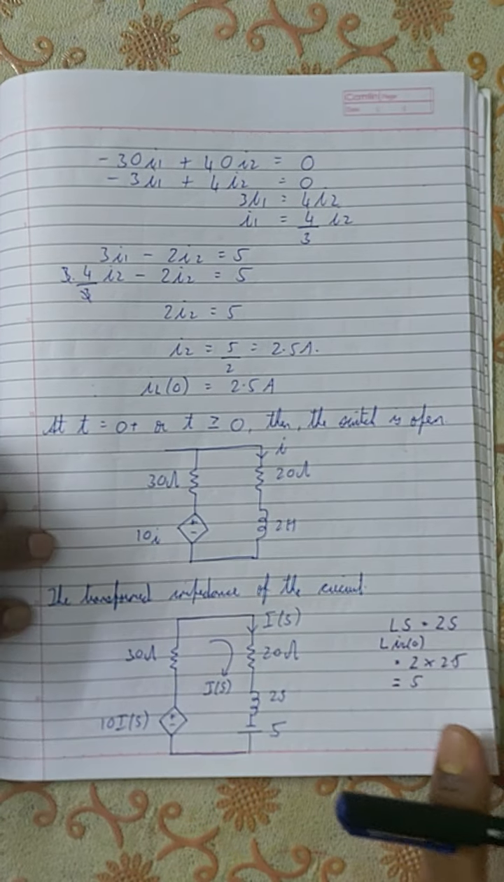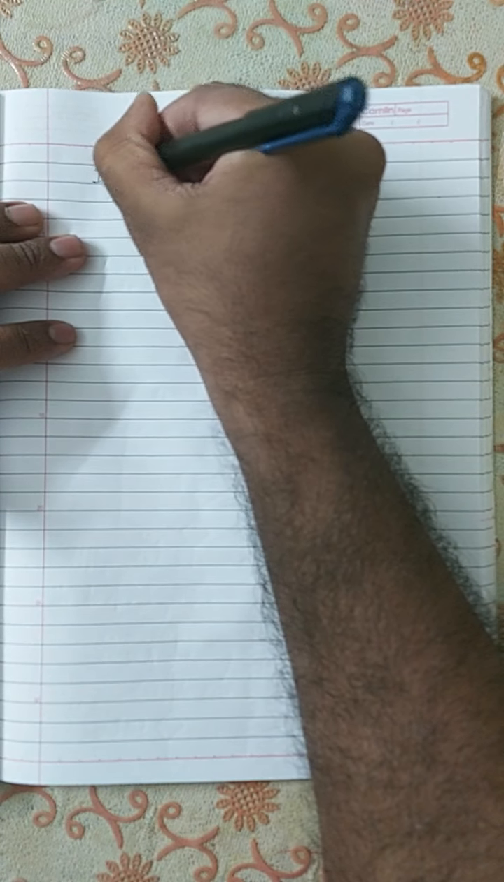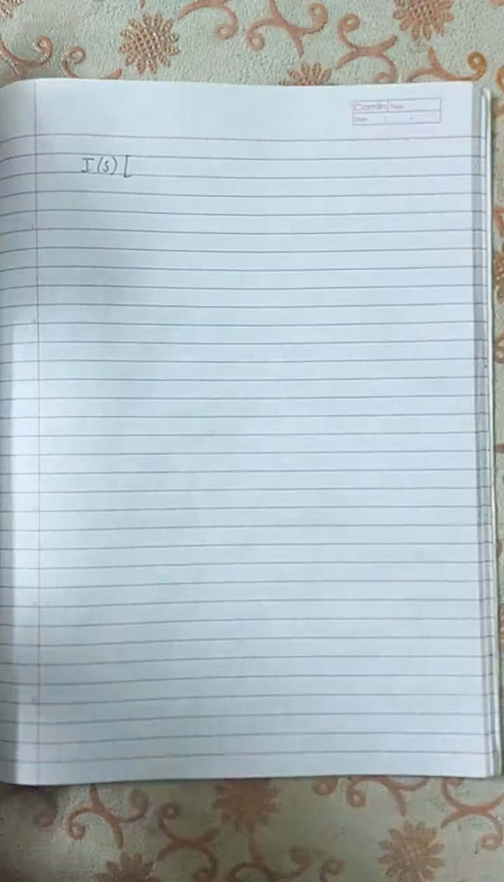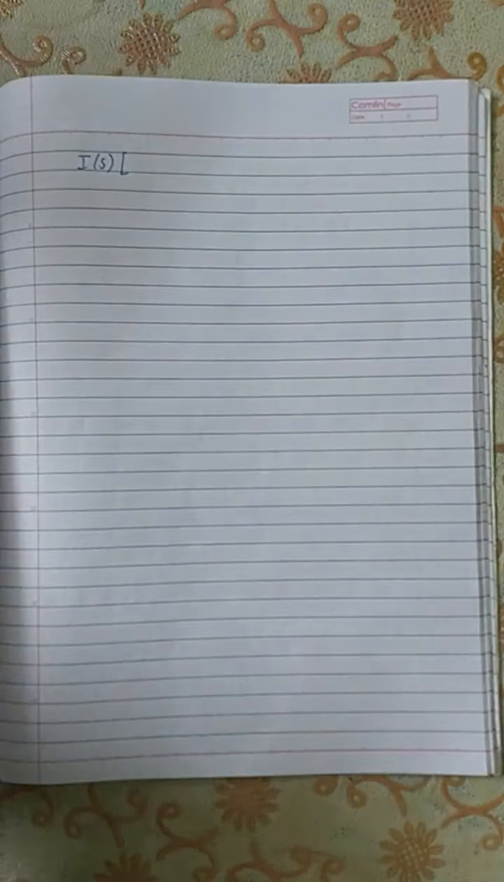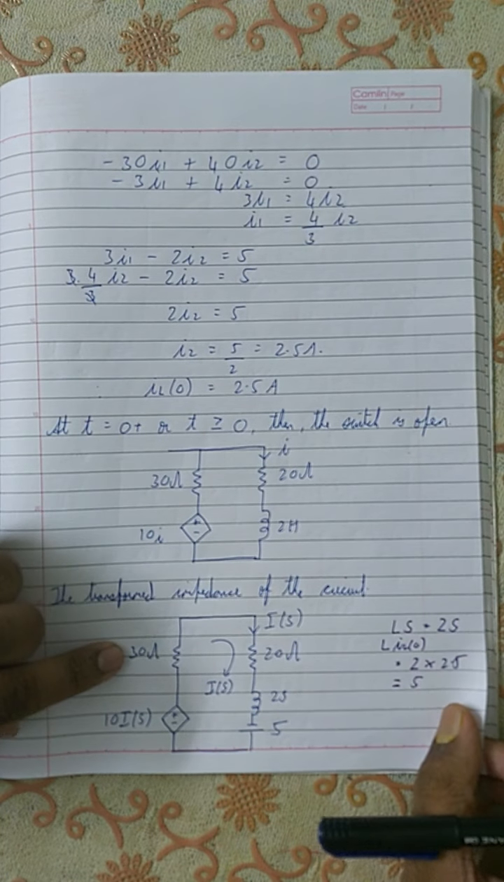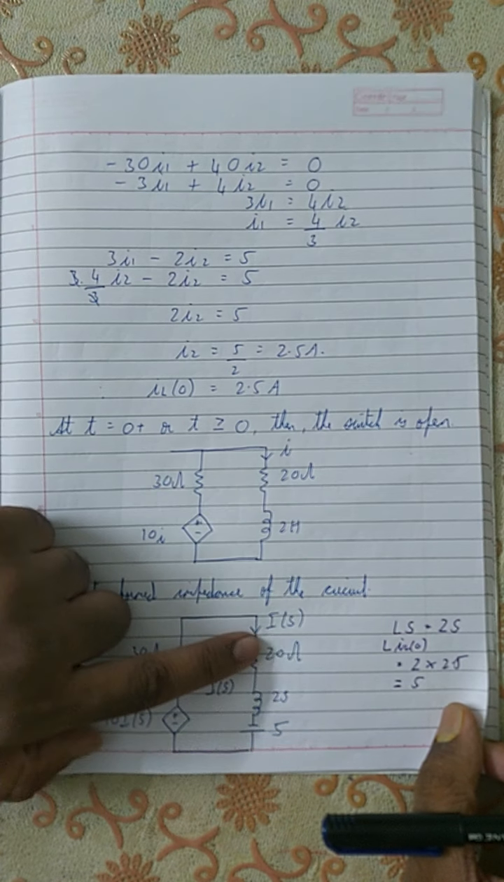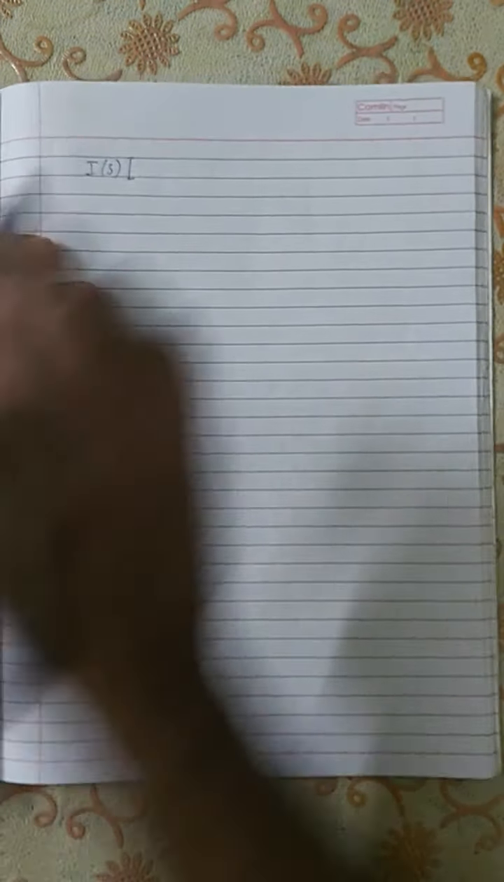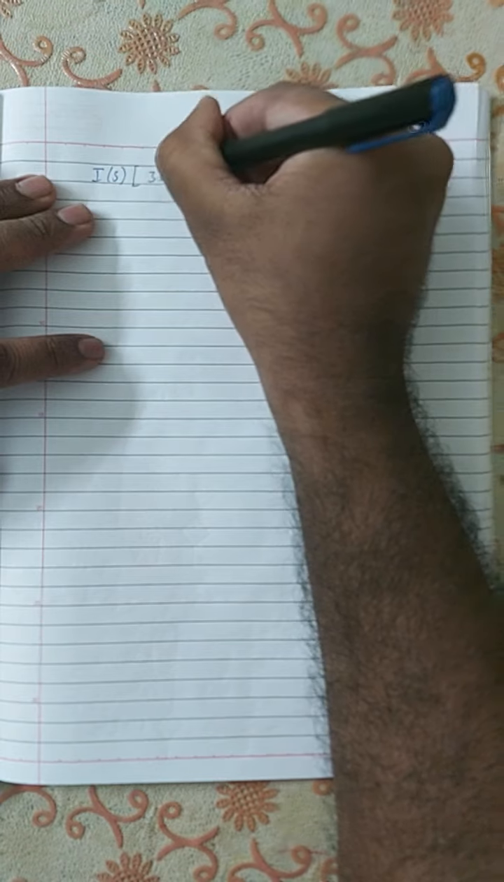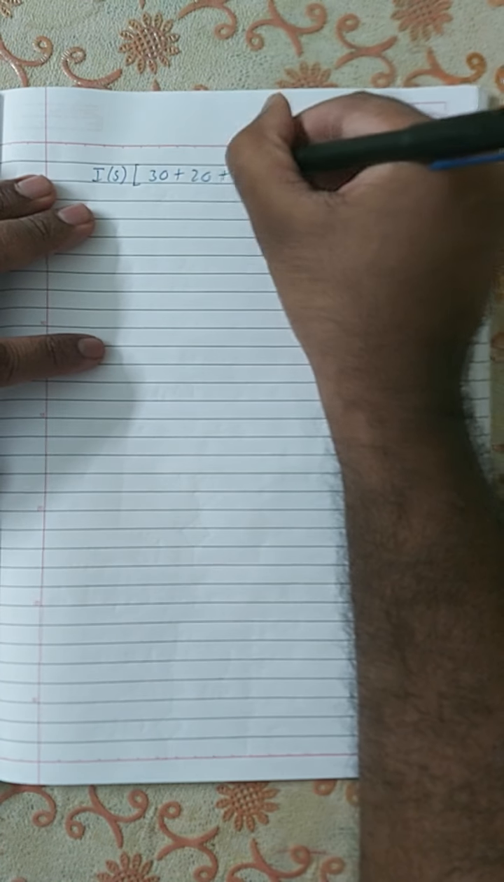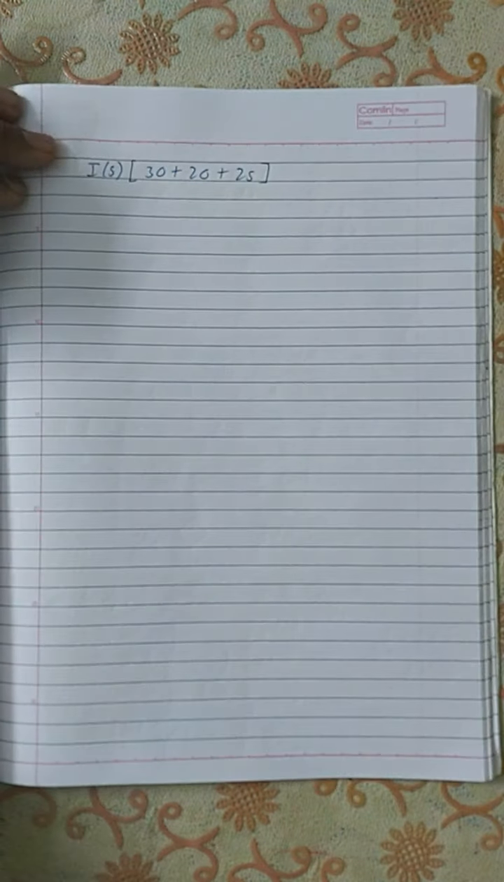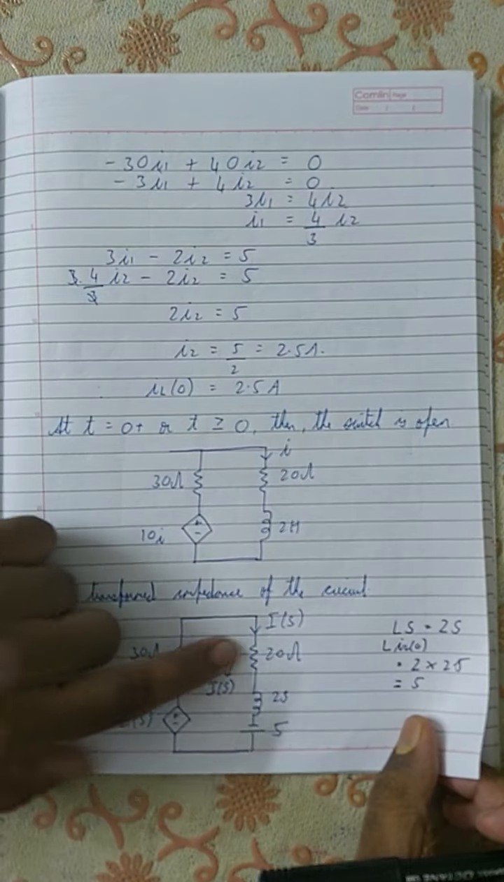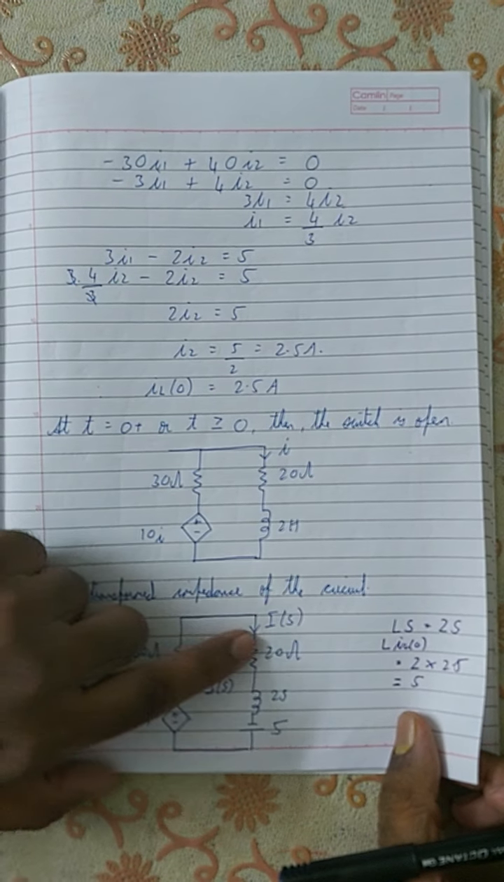We have the equation as I of s into, let's see what we have here, 30 plus 20 plus 2s. Only that much elements are there. 1, 2, 3, only 3 elements. 30 plus 20 plus 2s.